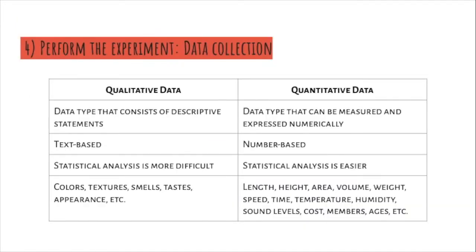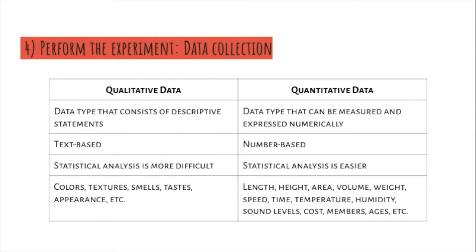Keeping detailed, accurate records is an important part of the scientific method. Data includes the facts, figures, and other evidence gathered through observations. There are two different types of data that can be collected when performing an experiment: qualitative data versus quantitative data.